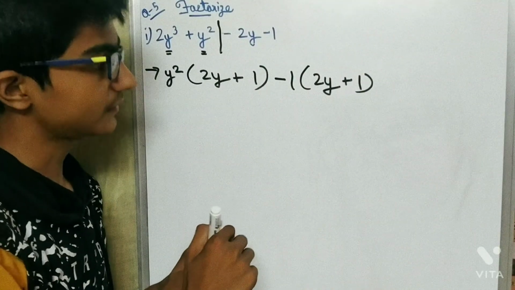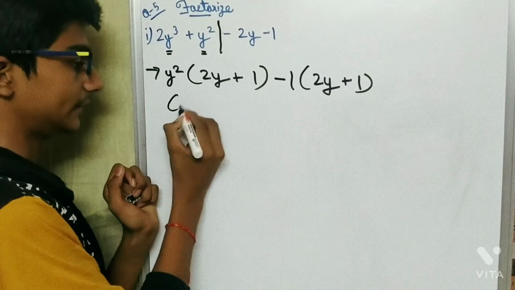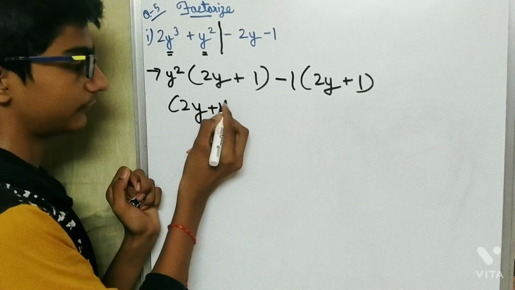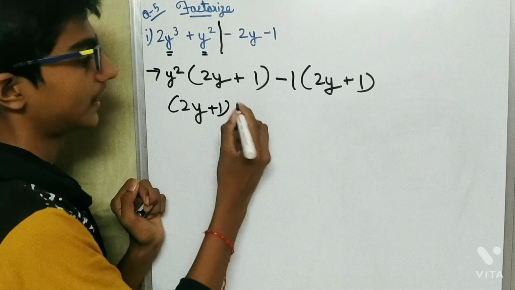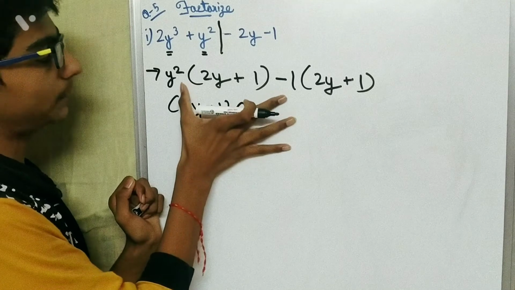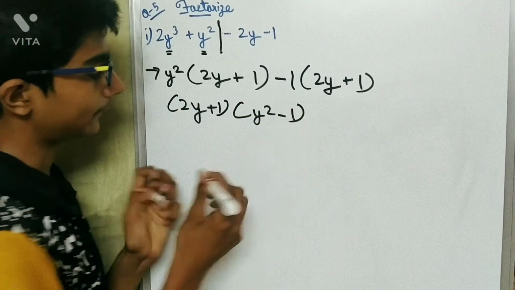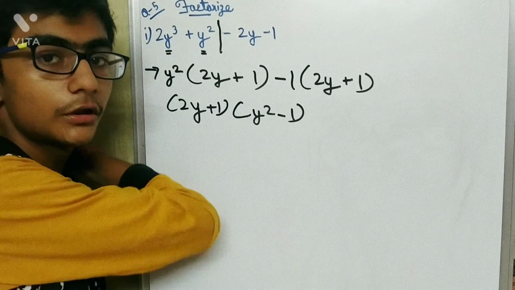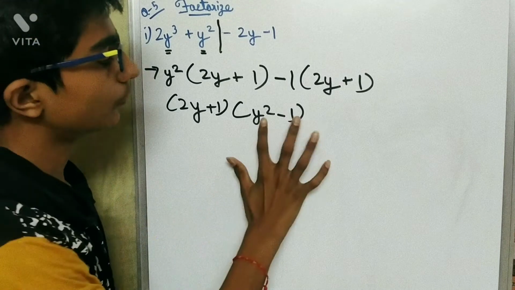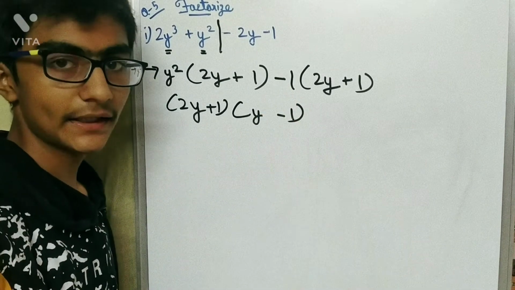Now the next step is that you have to again take out common. See here, 2y plus 1, there are two brackets of them. You will write here one bracket and then you will make another bracket of this two. See, y square minus 1. So here two brackets are made, but this sum is not complete. If you have given only y minus 1 here, then this is the final answer.